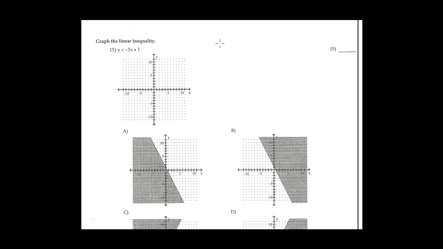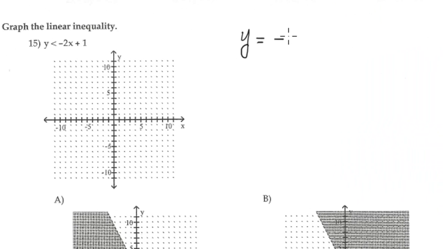Okay, 15 is inequality in two variables. So y is equal to minus 2x plus 1. When the y is isolated, I replace this less than sign with an equal sign, because I want to do the graph of the line. The line, of course, has 1 as the y-intercept here.